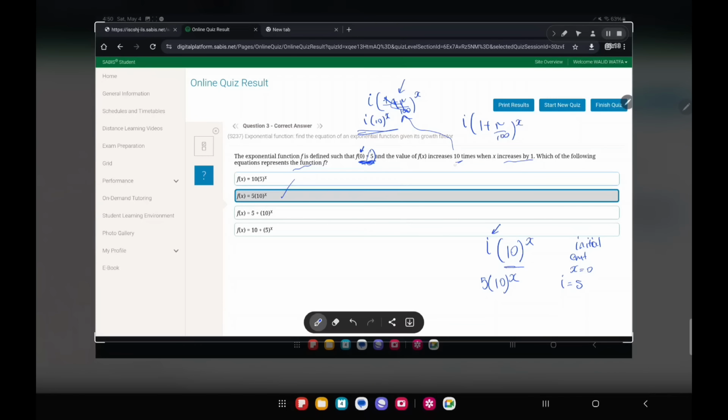And if they give you a rate, a given rate, you can just substitute all of this and just put 10. Okay, only when they give you a rate. But if they said it increases by 10%, you have to do 1 plus 10 over 100. But here they said 10 times, okay? So there's wordplay, so be careful.